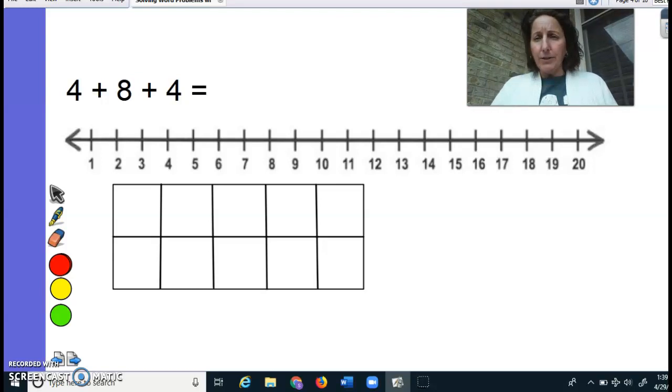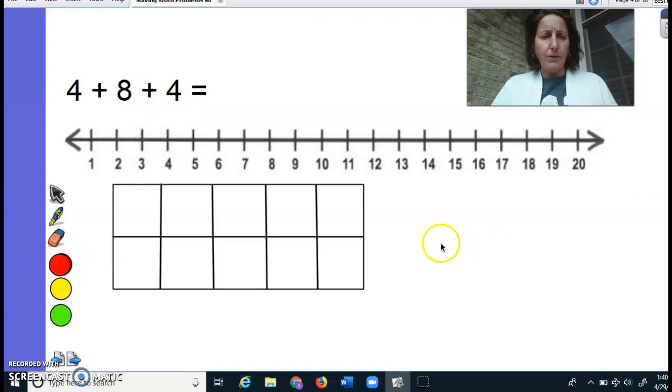So Mr. Idle did a wonderful lesson for you yesterday, showing you some different strategies that you can use when you're solving these math problems with three numbers. One thing I just wanted to remind you of is that you can always try to make 10 to solve these as well, and using what you know about doubles. So let's just start with a quick review of a few ways that Mr. Idle showed you yesterday. So our number sentence says 4 plus 8 plus 4.